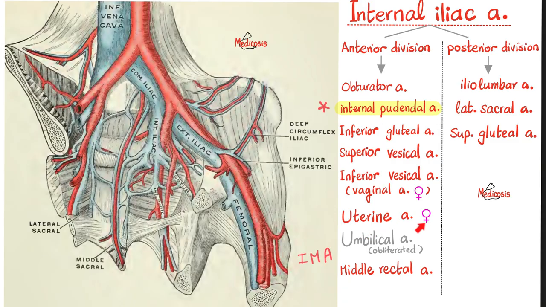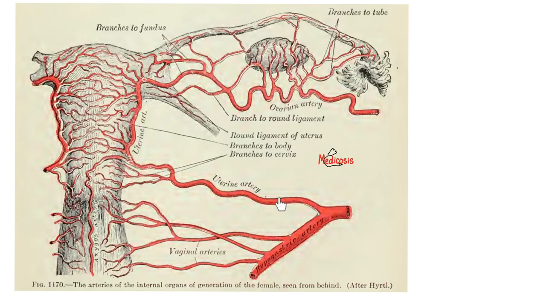Quick notes on the uterine artery. A closer look at the uterine artery, which came from the internal iliac artery, also known as the hypogastric artery. The internal iliac artery is the same artery that gave us vaginal artery, also known as inferior vesical artery.